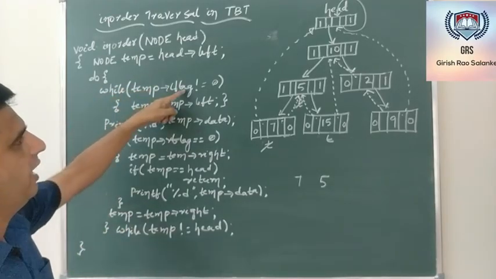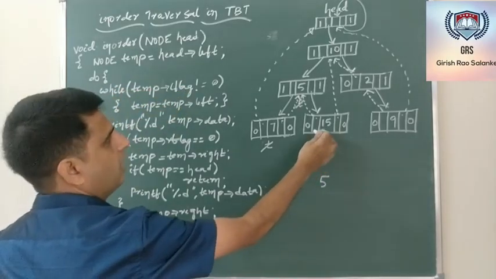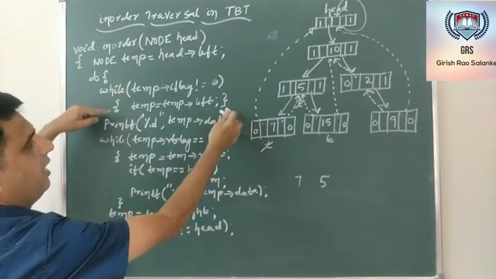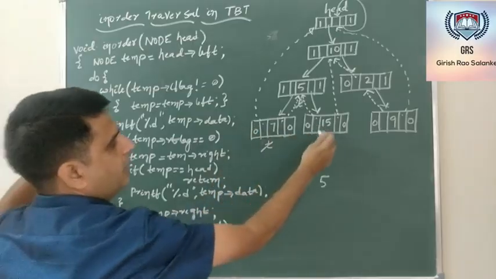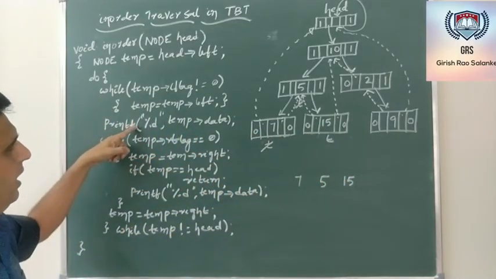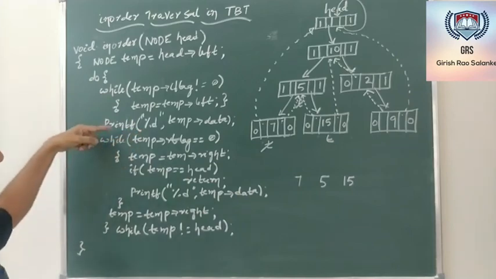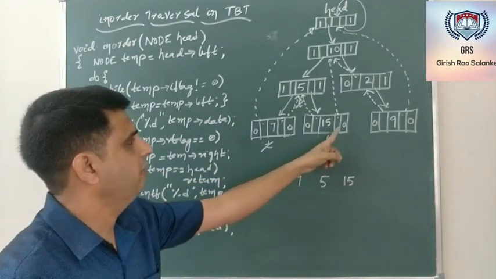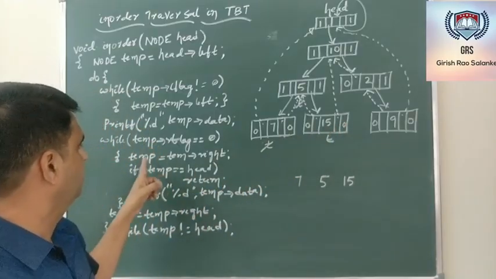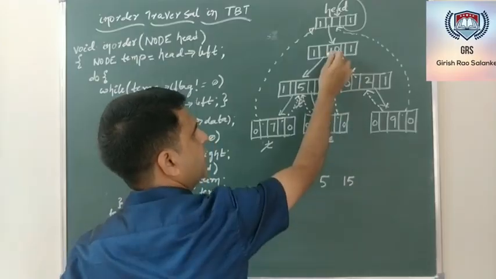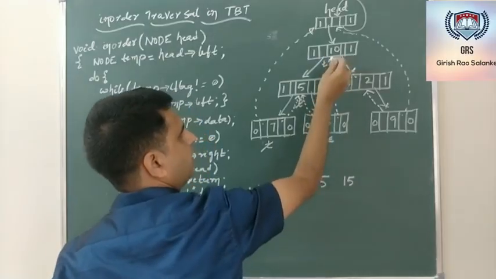While temp of R flag is not equal to 0: temp of R flag is 0 now, so this will not be executed. Directly it will print temp of data. Temp of data 15 gets printed, and then it is going to check if temp of R flag is equal to 0. Yes, the condition is true. Temp is equal to temp of right. What is there in temp of right? It is the address of node 10, that is the root node.